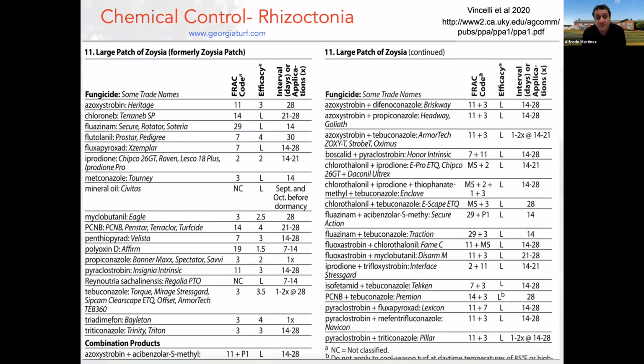We have a lot of products that are very efficacious on Rhizoctonia. Again, the strobilurins such as azoxystrobin, Heritage, but some others too. I don't want to give you just one or two, because this is going to be based on your particular clientele. But we have guidance for you on what to apply.